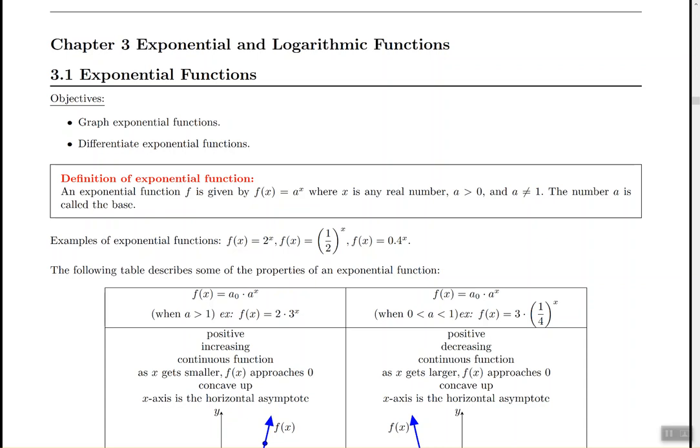Okay, in this video we will learn about exponential functions. That's the title of this chapter, exponential and logarithmic functions. But we will be focusing on exponential functions in particular in this first section. What is an exponential function?